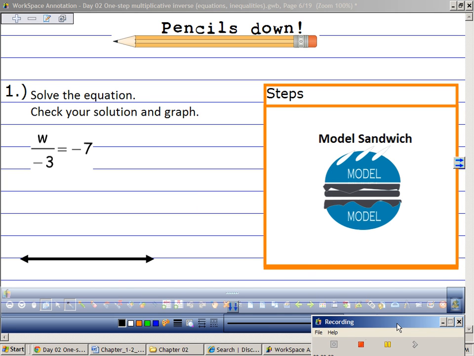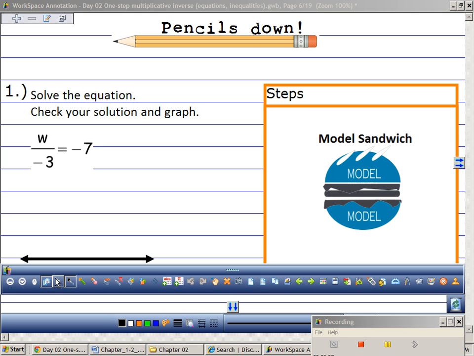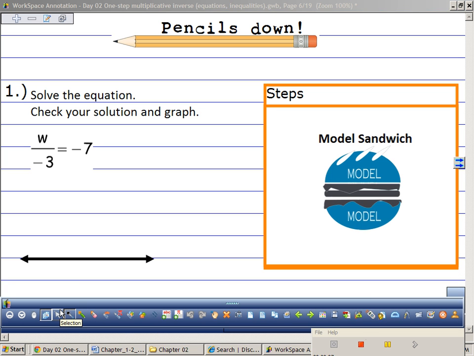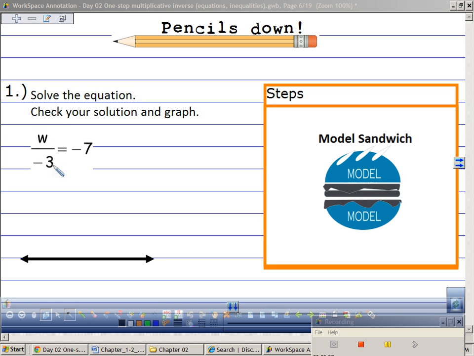Okay, so let's talk about multiplicative inverses. All right, solve the equation, check your solution and graph. So I have W divided by -3.